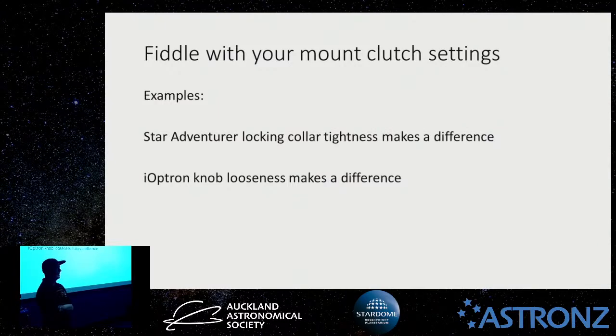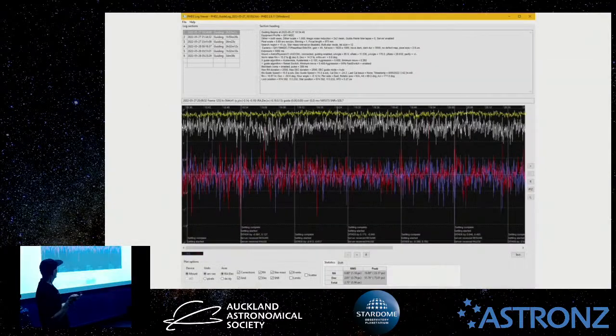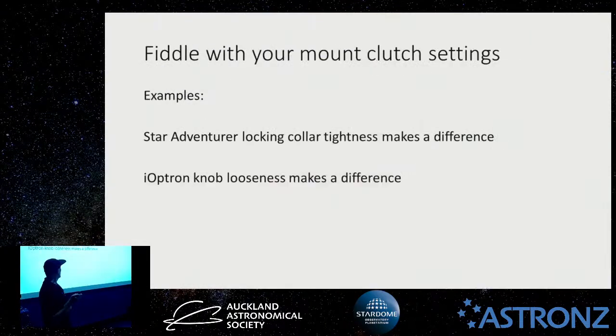Fiddle with your mount clutch settings, like the Star Adventurer. Apparently changing the collar so it's not so tight produces better tracking. For my mount, apparently loosening the knob produces better tracking. So play with that.